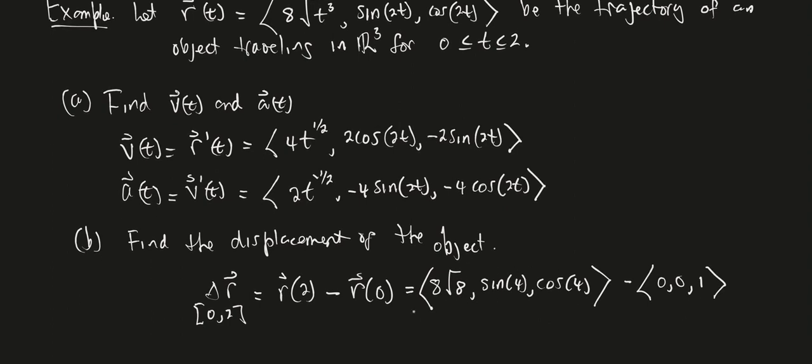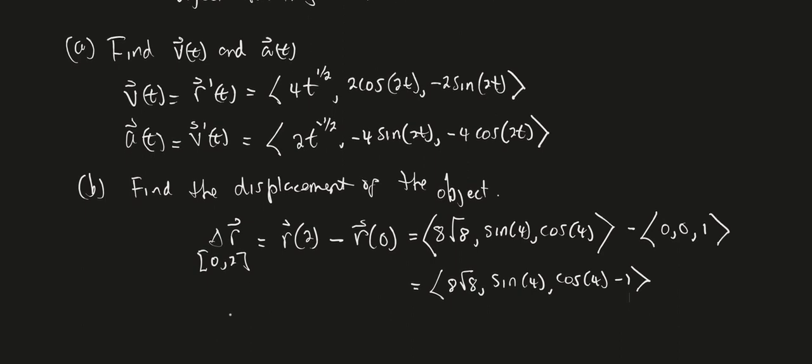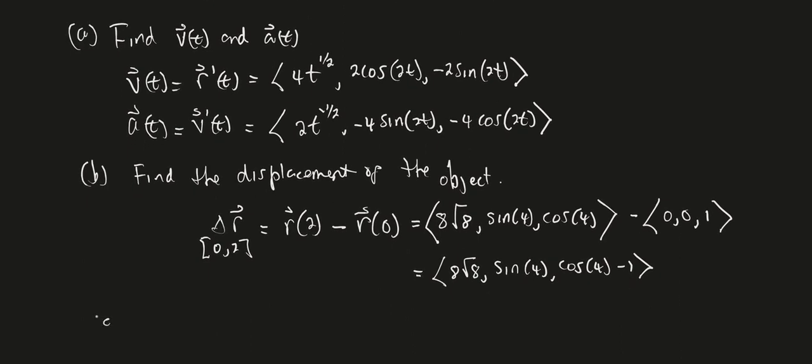So when we take the difference, we'll have 8 root 8, and then the sine of 4, and then the cosine of 4 minus 1, right? So now, all of these numbers are irrational numbers. I'm just going to leave it in this form. No need to really approximate it, right? But that's the displacement of this object, right? Part C, let's find the speed, right? So now the speed, I'll use this notation for it, right?